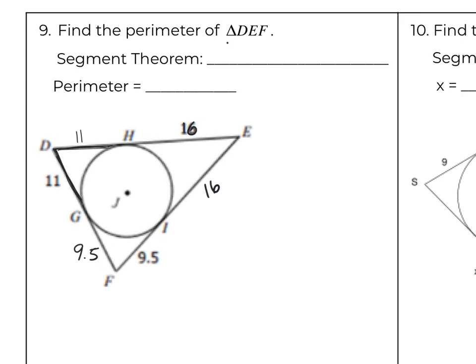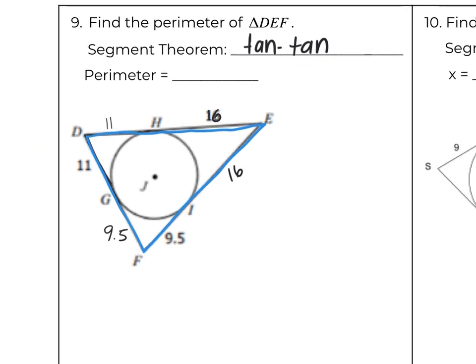Or here, let's go ahead and write tangent. Tangent was our segment theorem. What does it want here? Perimeter. So what is perimeter? It wants it of the triangle. So it wants all of this. So what would I do? Add them all up.